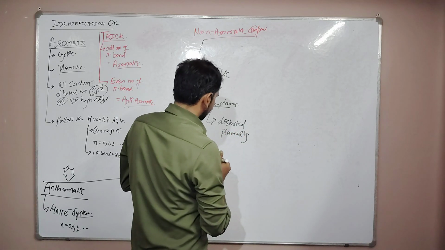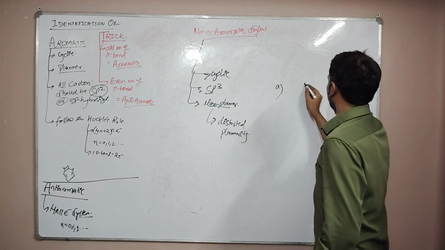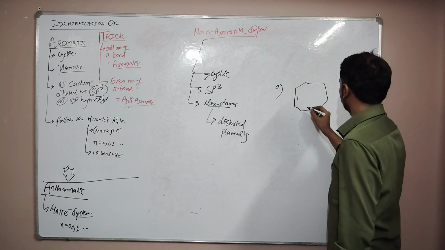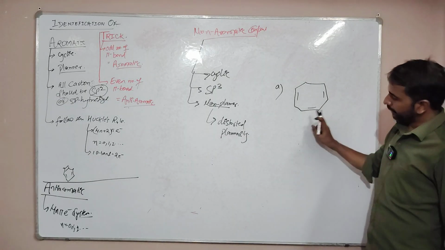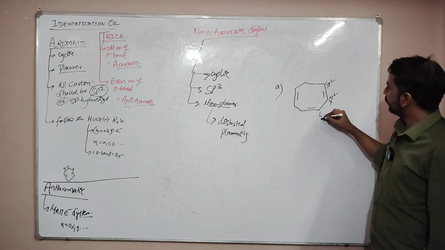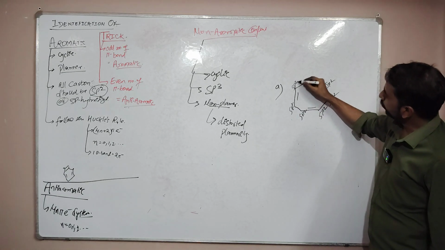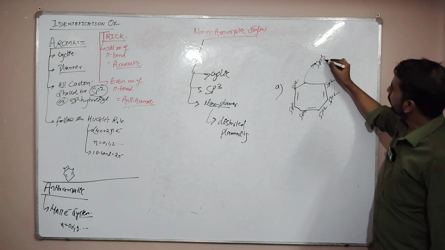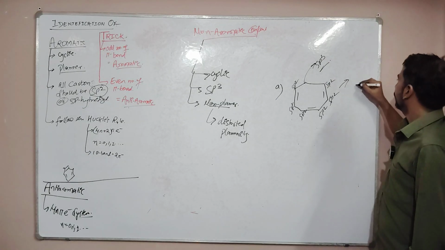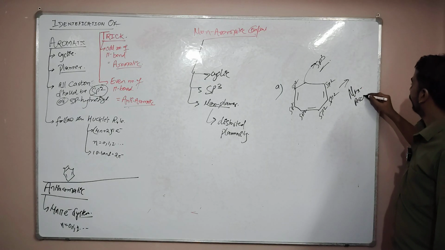I will tell you one example. Suppose we have taken this one. Here it is a cyclic compound. All these carbons are sp2, sp2, sp2, sp2, sp2, but this carbon is sp3 hybridized. That's why this compound is neither aromatic nor anti-aromatic. This compound is non-aromatic.